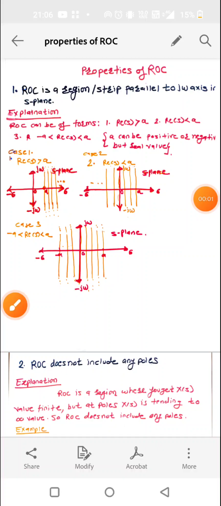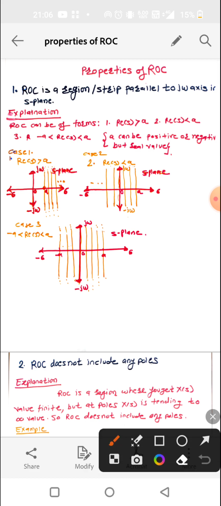In this video we will be looking at the properties of ROC. The first property is that ROC is a region or a strip parallel to the j omega axis in the S plane. The ROC can be of the forms real S greater than A, real S less than A, or real S between minus A to A. These are the three forms of the ROCs. A is a real number.